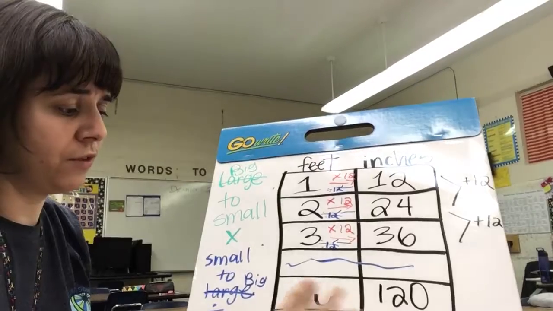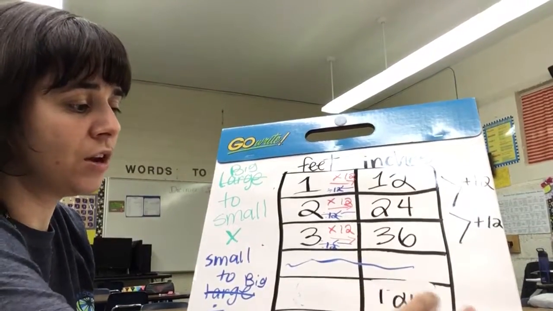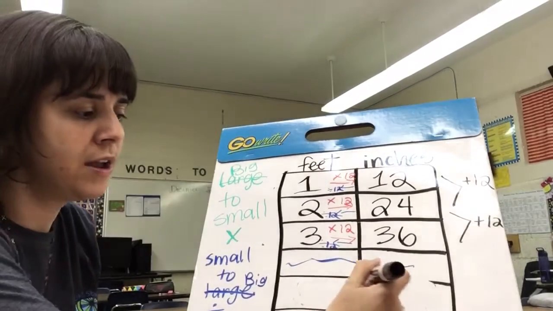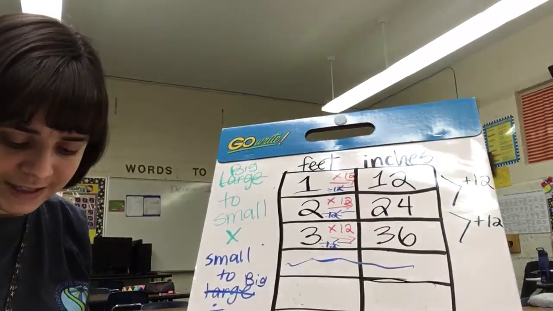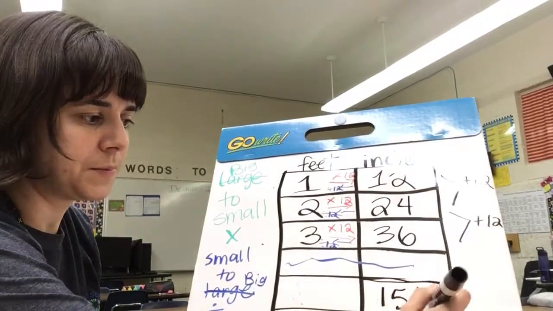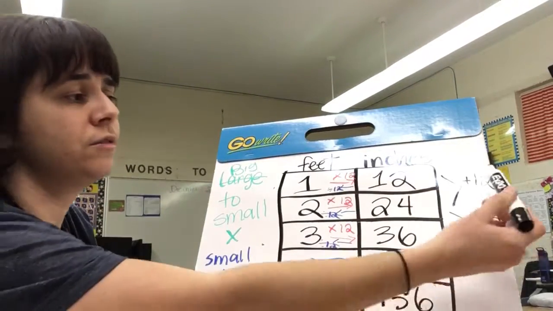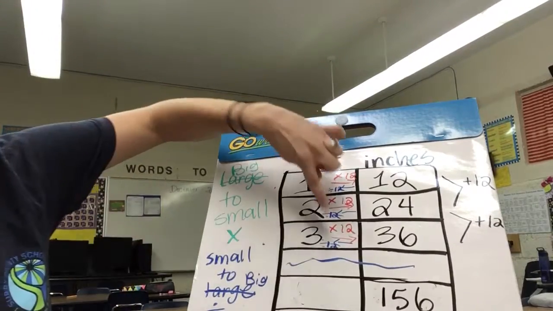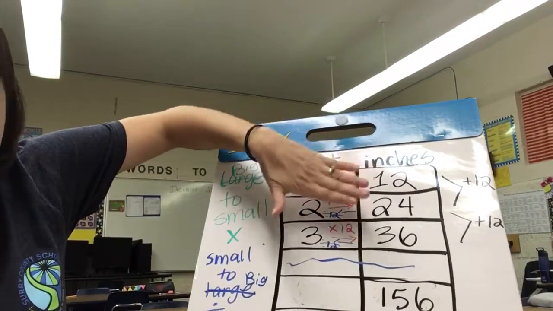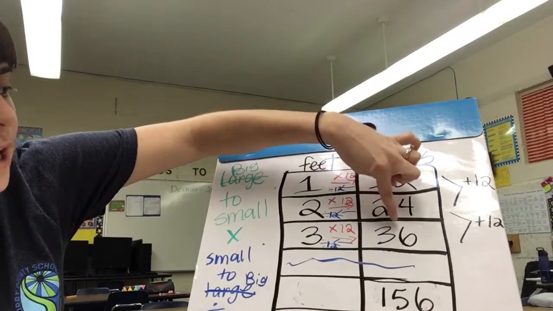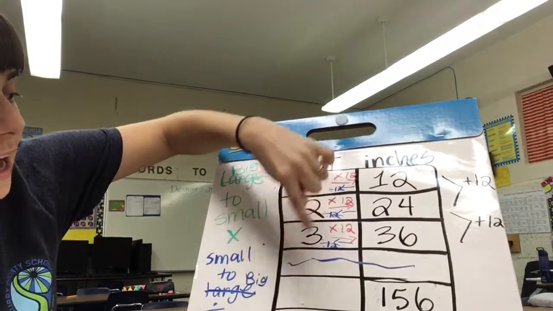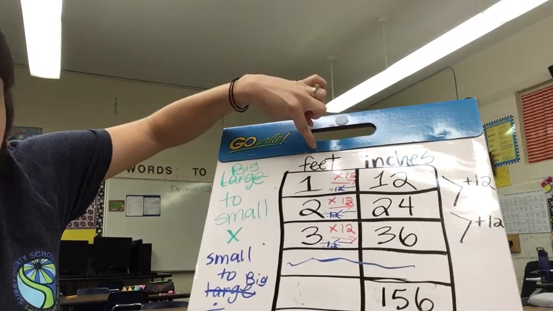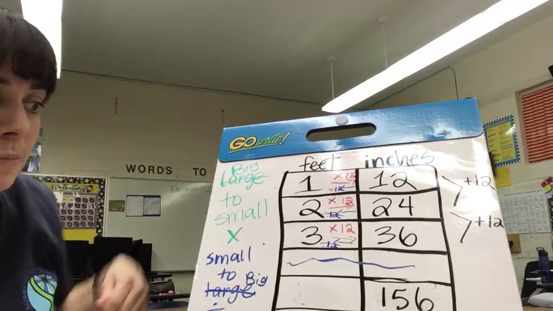Now the same works in reverse. If I was given a large amount of inches and I didn't want to draw this whole chart and go all the way to the number given, let's say I had 156 inches, it's going to take forever if I sit there and say plus 12, plus 12, plus 12. But I know that in my chart, I can see that when I moved from the right side to the left side, I divided by 12. Or I was going from small to big, divide the pig. So I divided by 12.